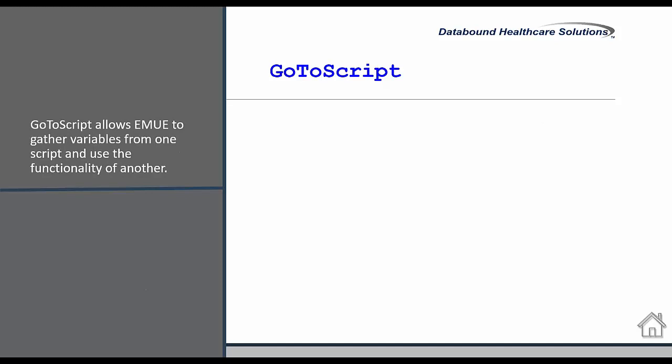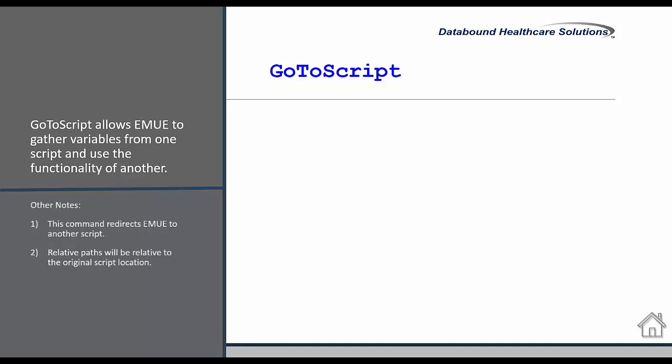And the last one here is go to script. Go to script is a different but equally powerful way of using multiple scripts. While run EMUE script launches multiple scripts from one script, go to script can use multiple header files to use one logic script. And what it does is it gathers variables and settings from one script and uses them in another.